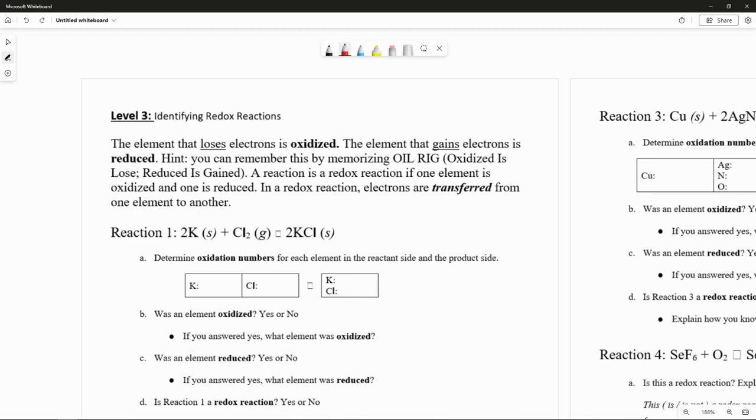Alright, so here is a brief introduction on identifying redox reactions and finding out the oxidation numbers for various compounds. Starting off, the element that loses electrons is oxidized, so losing is oxidation, and the element that gains electrons is reduced, so gaining is reduced.